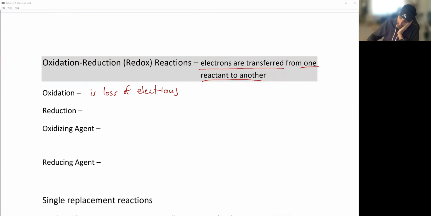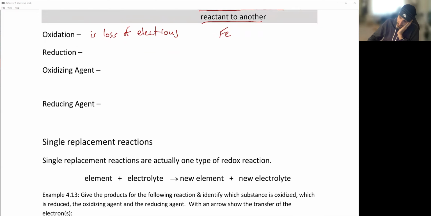So if I have an iron compound and it starts as neutral iron and it turns into iron 2+ aqueous, it doesn't have the rest of it, but that's fine. It has gone from a charge of 0 to a charge of 2+. That means it lost 2 electrons. It became more positive, so it lost electrons.